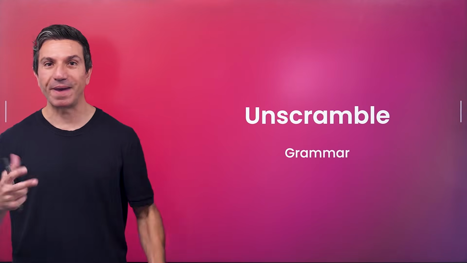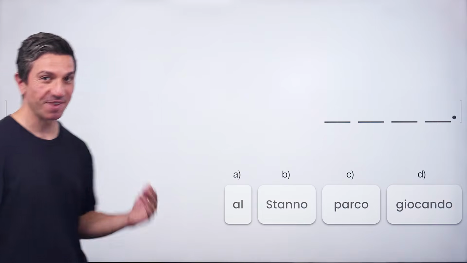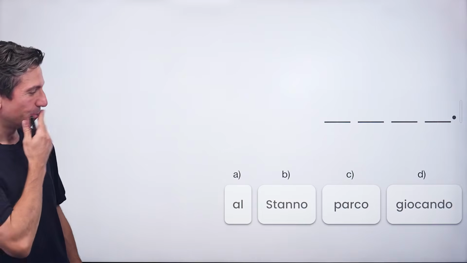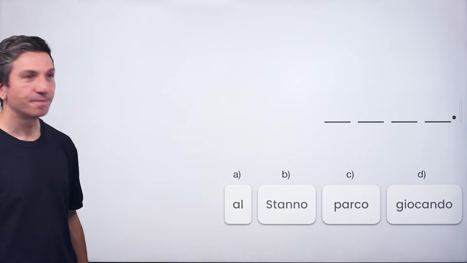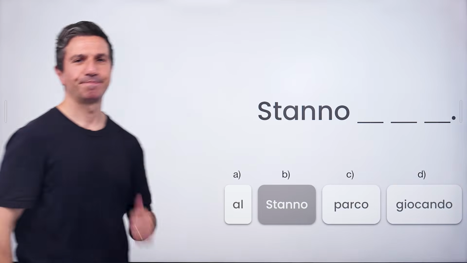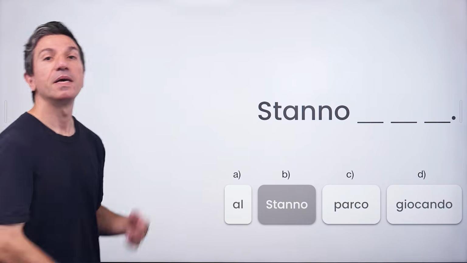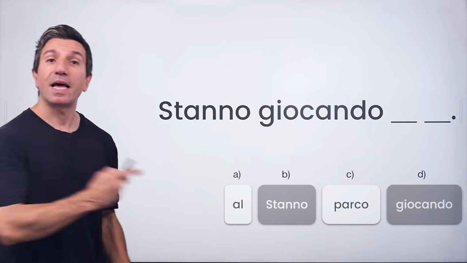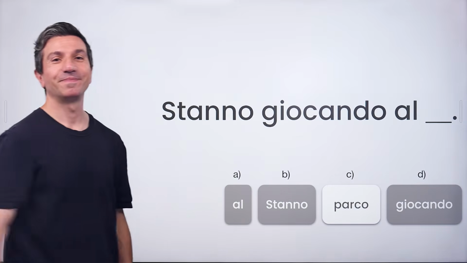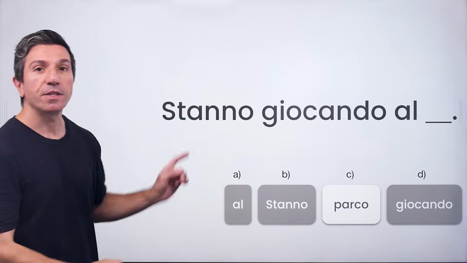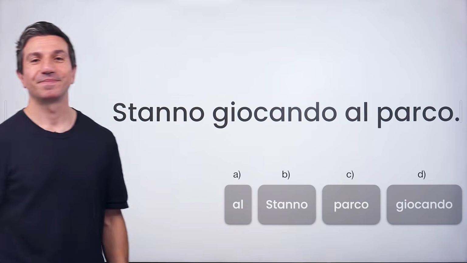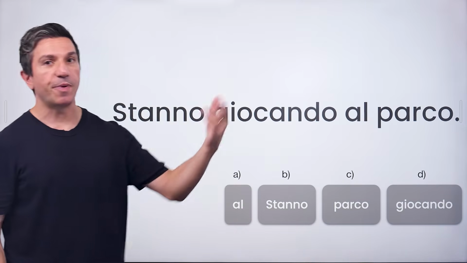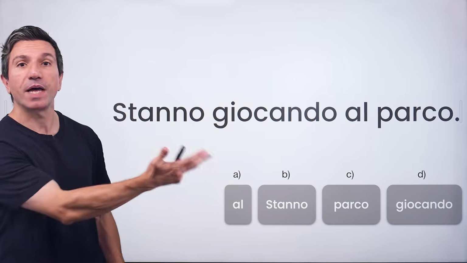Unscramble the words to make a sentence. Ready? Stanno giocando al parco. They are playing at the park.